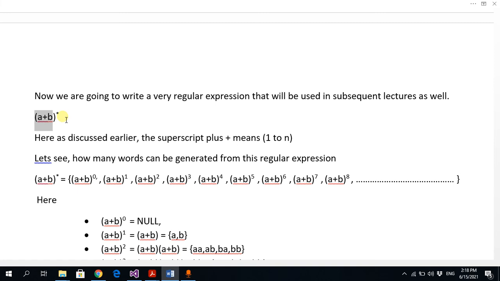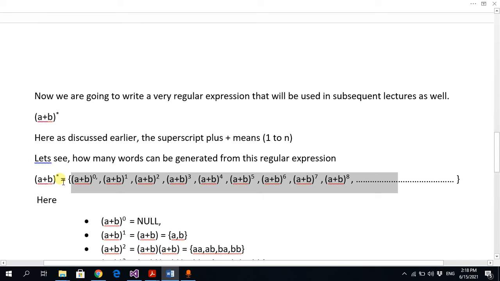So let's see. As we already discussed, the superscript star means 0 to n. So it may be 0, it may be 1, it may be 2, it may be 3, it may be 4, 5, 6, 7, 8, and so on. So this regular expression means all these regular expressions combined. So if we assume that this star is actually 0, it means null. We are not including any letter from this range of letters, so we can generate null.